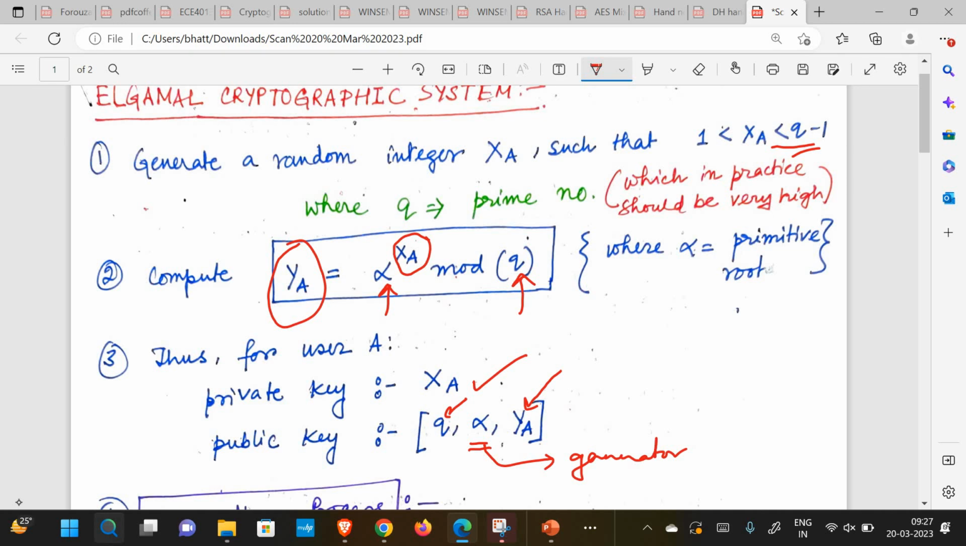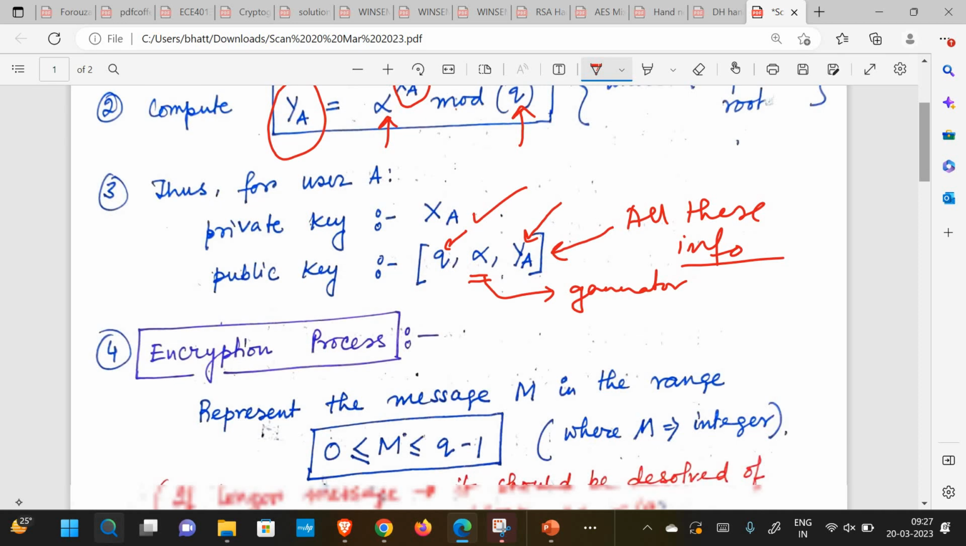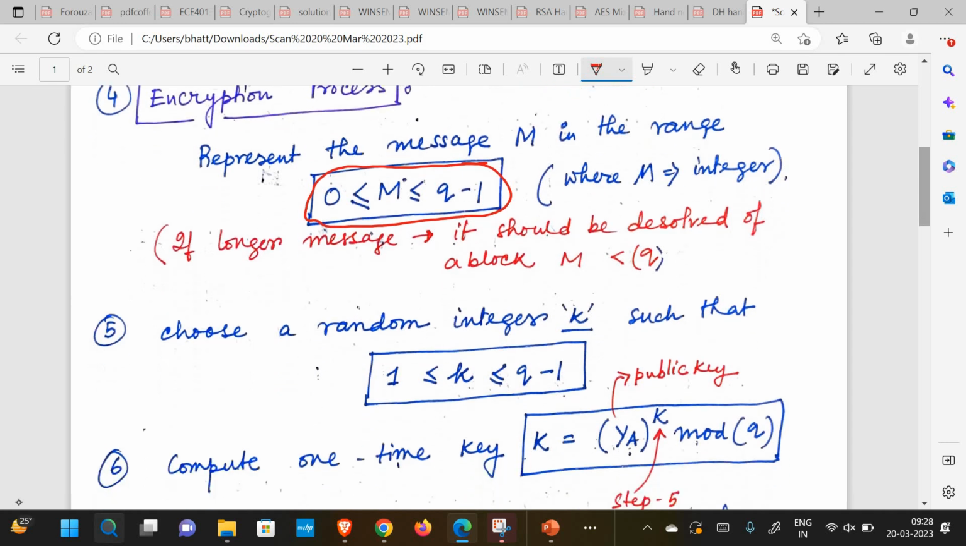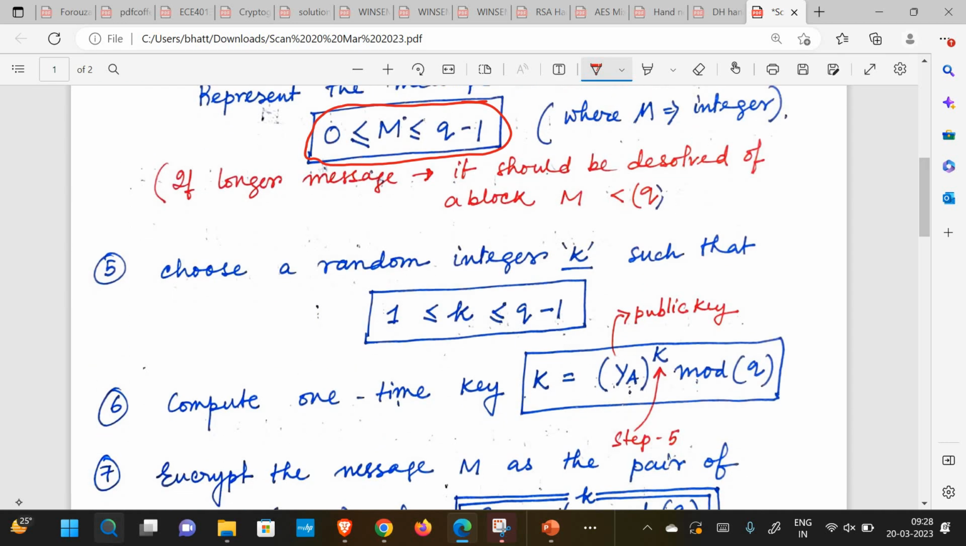So now, naturally, this is the transmitter side. So the transmitter is sending all this information via the public channel. So everyone is getting hold of that public information. Okay. Now, the encryption process. Again, in the same way, it will select an M which will be less than or equal to Q minus 1. So this is my condition on the message. Just like we had it for DH, the same thing. Okay. And let us choose some kind of a random integer, small k.